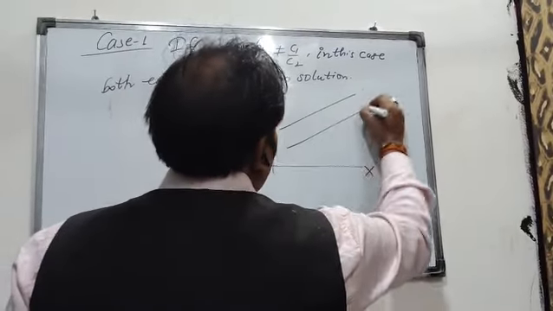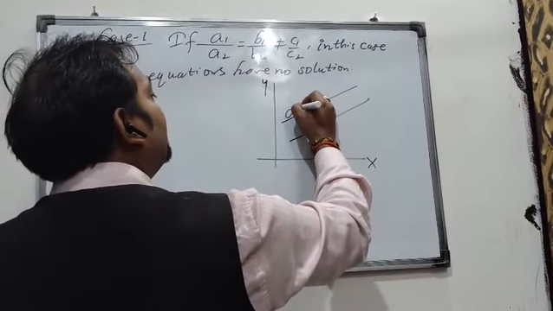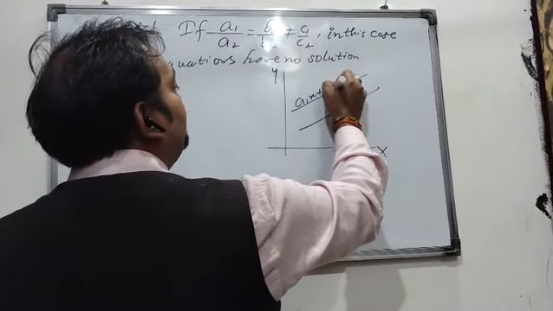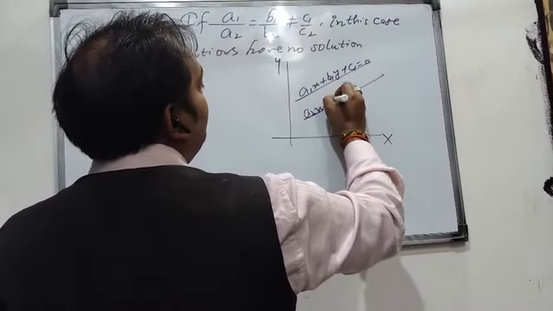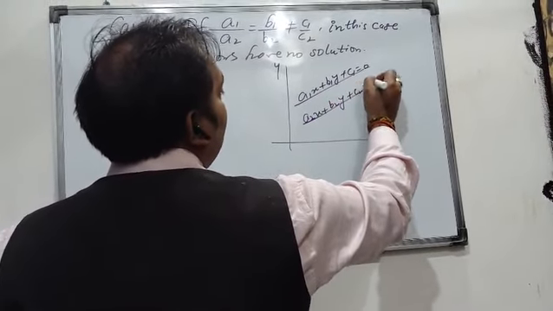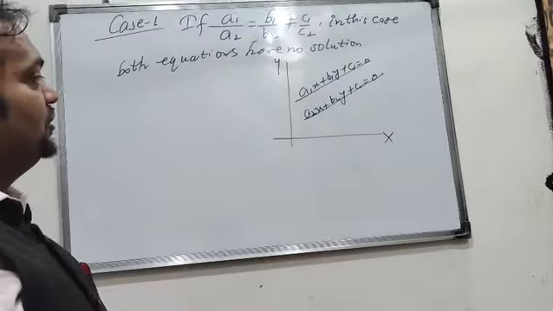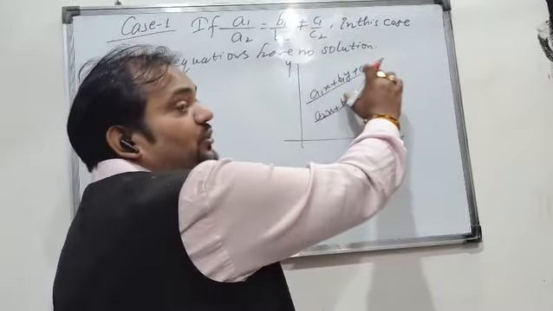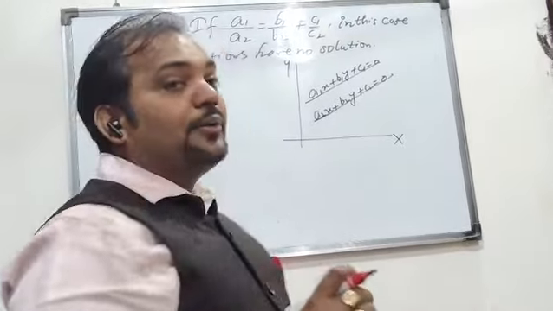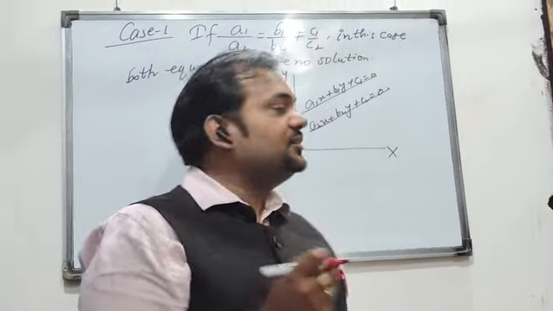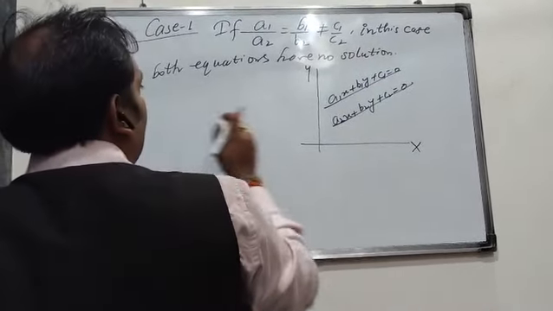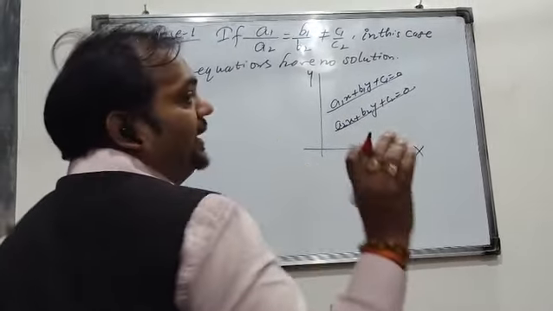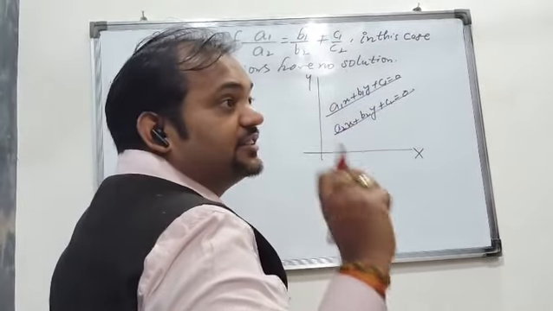This is the x-axis, this one is the y-axis. This line is for a1x plus b1y plus c1 is equal to 0, and this one will be a2x plus b2y plus c2 is equal to 0. If they are not going to intersect each other, how can you get the solution? In this case, lines will be parallel. Lines will be parallel and have no solution, inconsistent.